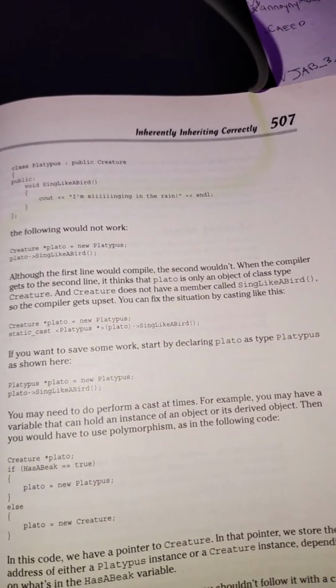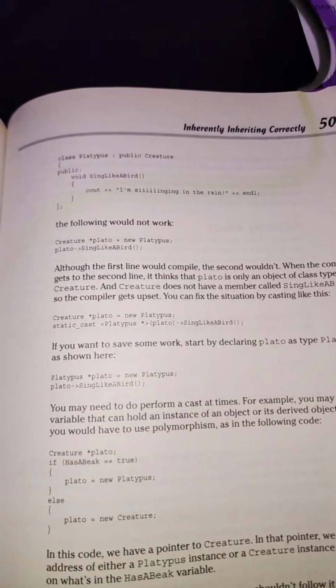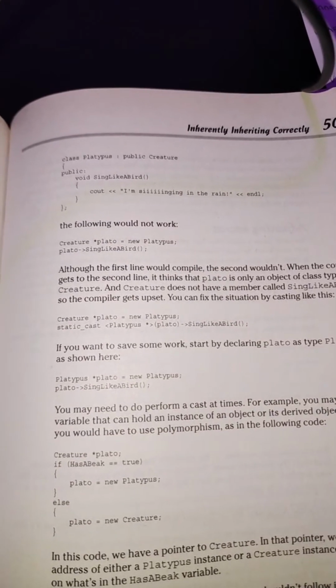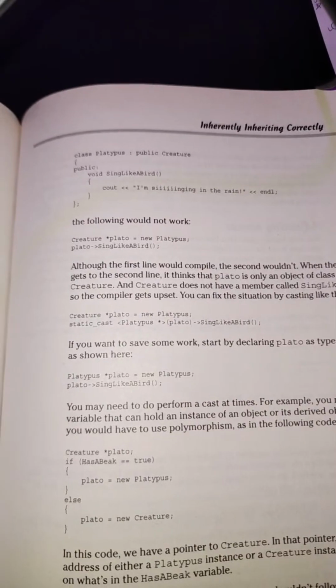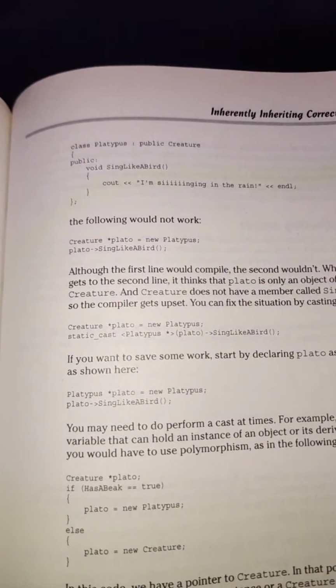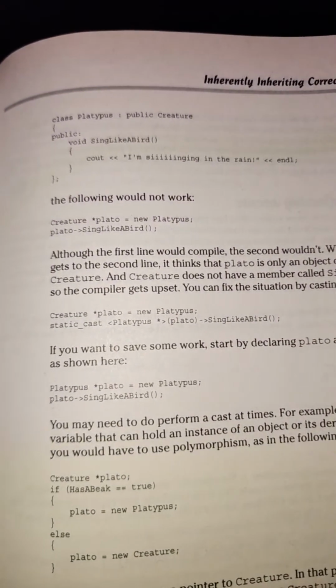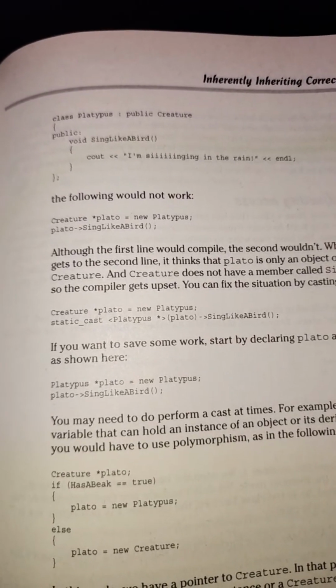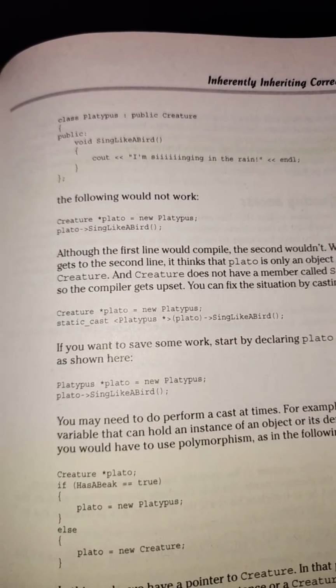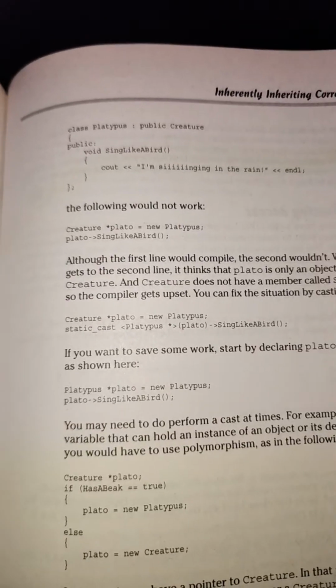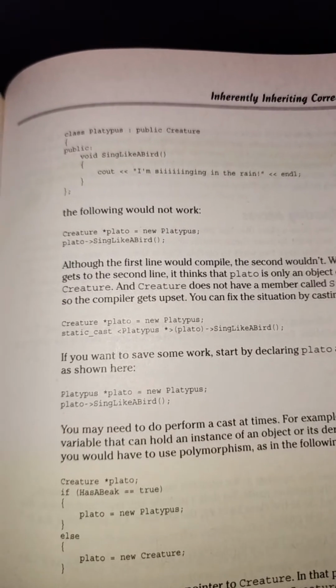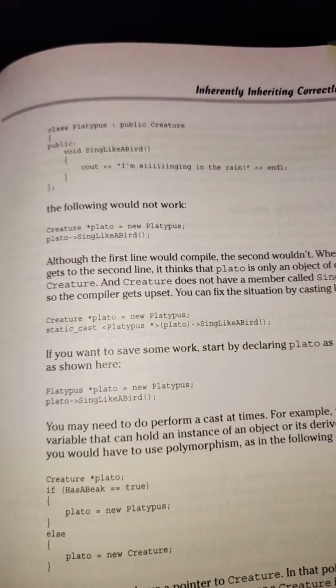You can fix the situation by casting like this. Creature star Plato equals new platypus, static underscore cast, then you have the greater and less than signs. In between that, though, you have platypus space star. Then there's the parenthetical Plato, points to sing like a bird.